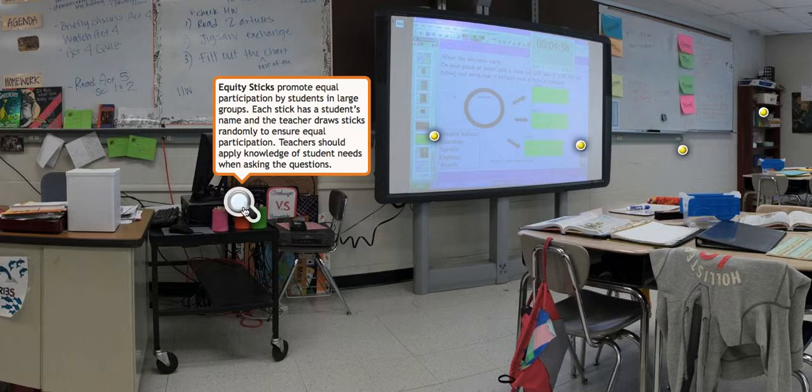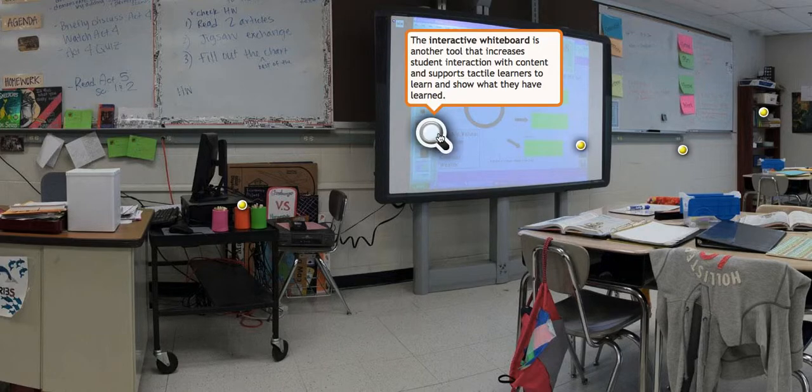Here are some equity sticks, which promote equal participation by students in large groups. Each stick has a student's name, and the teacher draws sticks randomly to ensure equal participation. Teachers should apply knowledge of students' needs when asking the question.